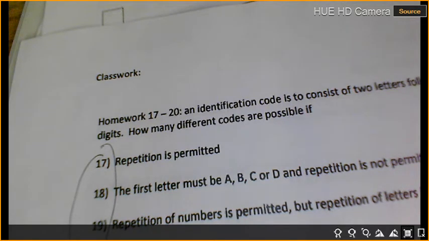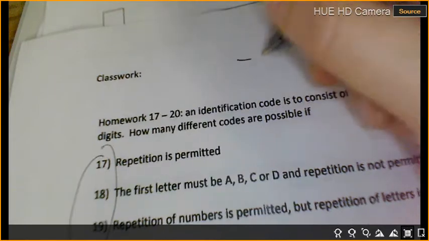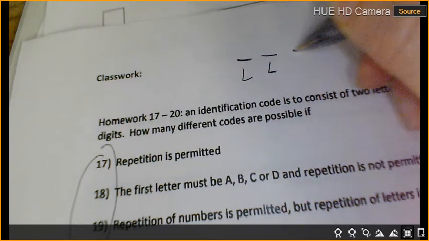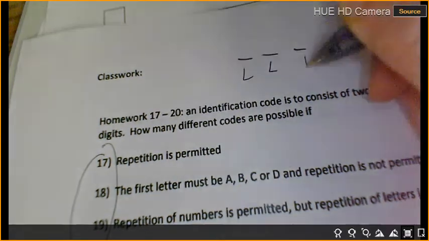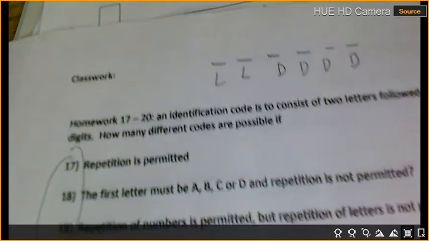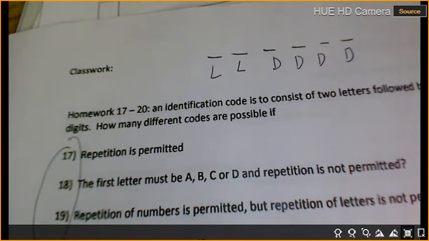An identification code is to consist of 2 letters followed by 4 digits. So we've got letter, letter, number, number, number, number. Okay? 2 letters, 4 digits.